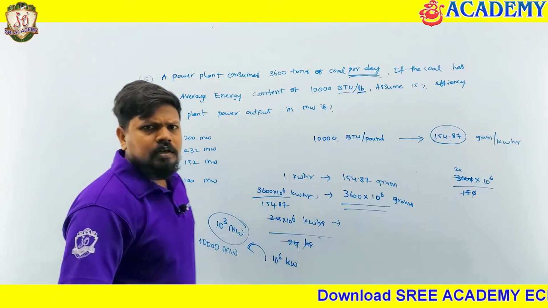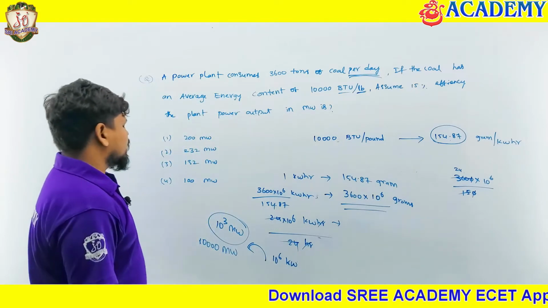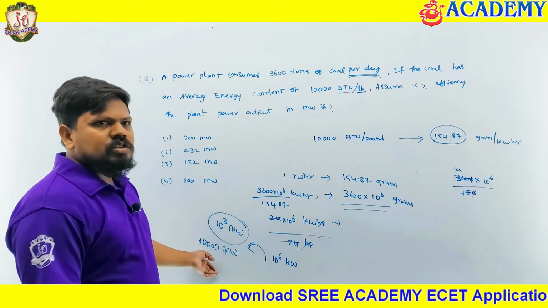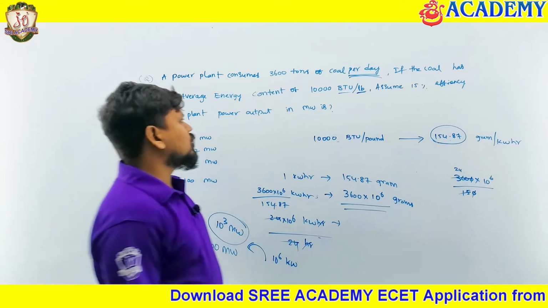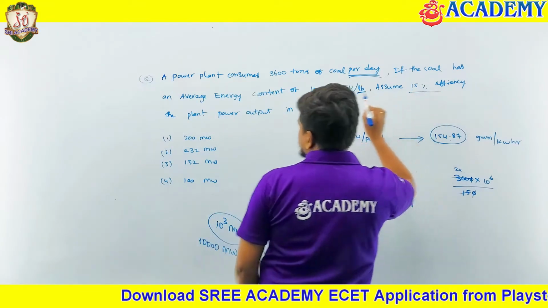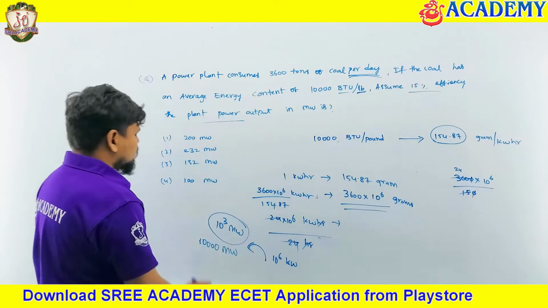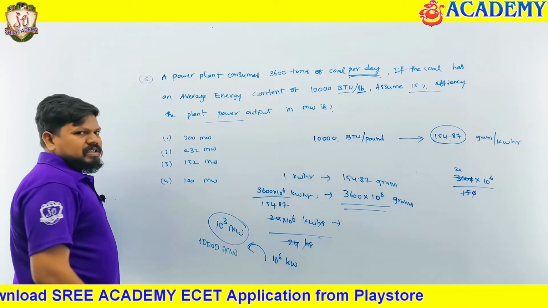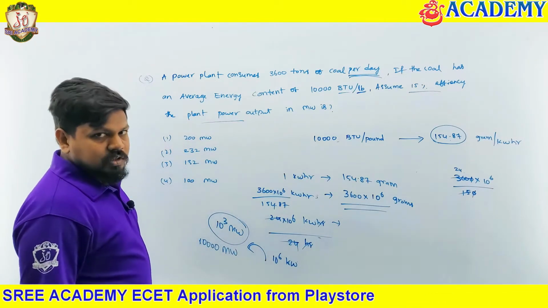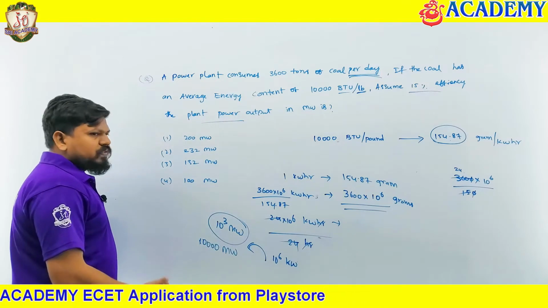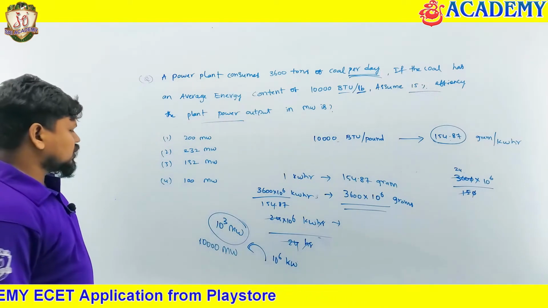Understanding, right? 10,000 megawatt you will get. But what they have given is one more thing: assume 15% efficiency of the plant. So the efficiency of this one is 15%. What is 15% of this 10,000? In 10,000, what is the 15%? So we have to just check.